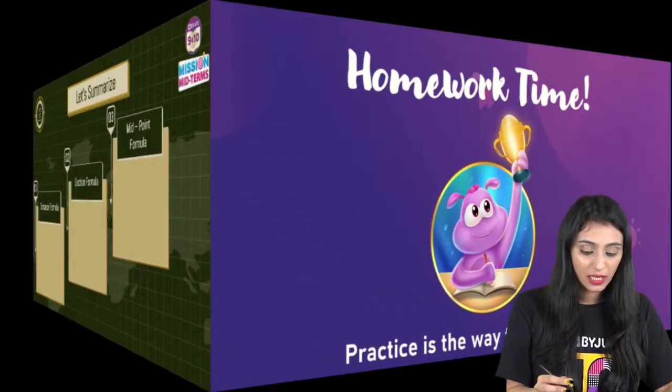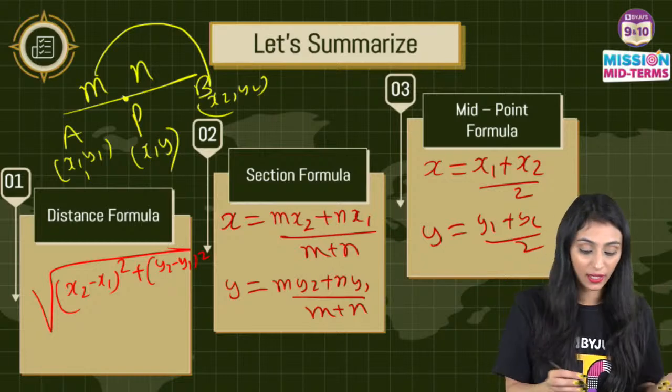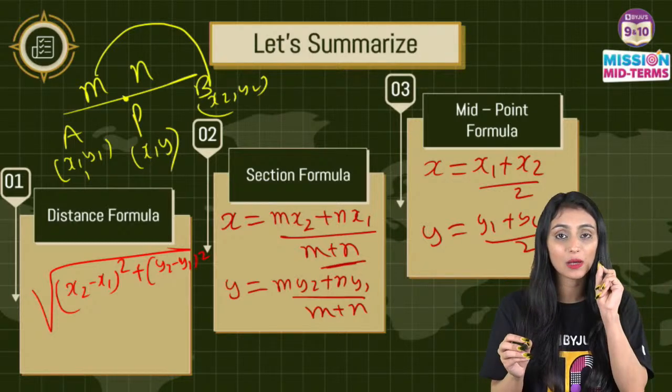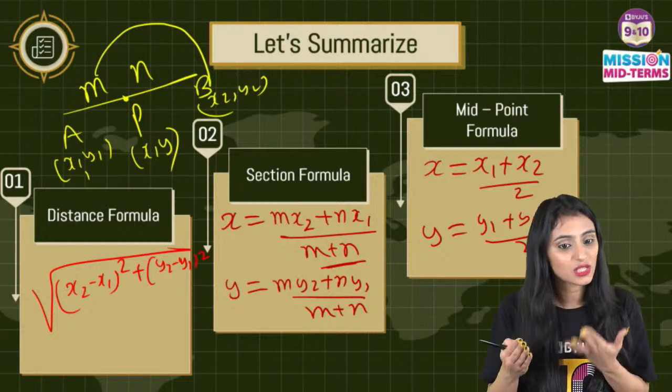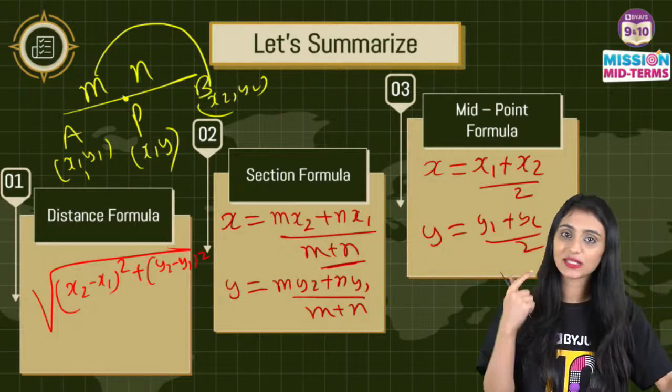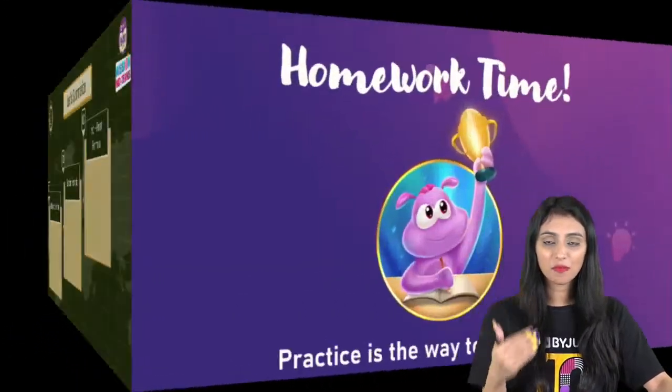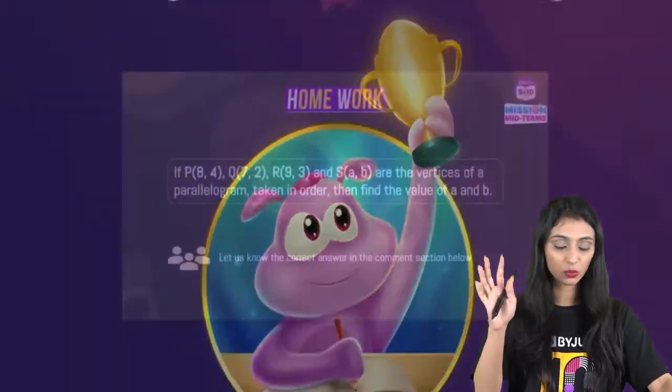Why divide by 2? Because here I said the ratio is 1:1, so m plus n means 1 plus 1, and you will get 2. That's why 2 comes in the denominator. Definitely quizzes will also come, but after understanding, it's important that we practice questions. So next session we will do that.